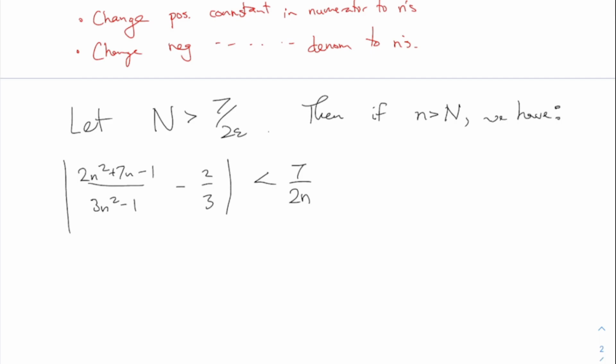Pulling this out of nowhere, it looks crazy, although it is true. That is less than 7 over 2n. And then here, we just do the usual thing. I've changed the little n to a big N, changed the big N to whatever it says there, 7 over 2 epsilon. So this is 7 over 2 times 7 over 2 epsilon. And then those little 2's will cancel, the 7's will cancel, and you end up with 1 over epsilon, which is epsilon as desired.